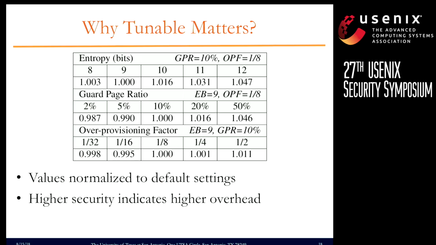So why does tunability matter? Here we can see the results when we use different tunable factors. Whenever we use parameters that introduce higher security, of course that usually indicates higher overhead. If we use higher entropy, the memory overhead is actually significantly higher. The table here is showing performance. And all of these values have been normalized to Garder's default settings. So like I said, 9 bits is the default entropy parameter. 1/8 overprovisioning factor is the default, and 10% guard page proportion.